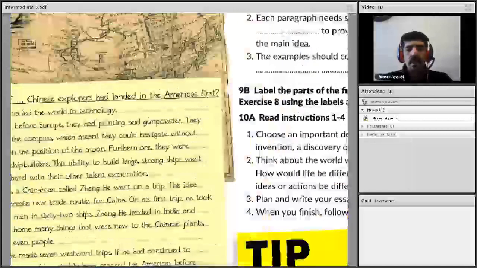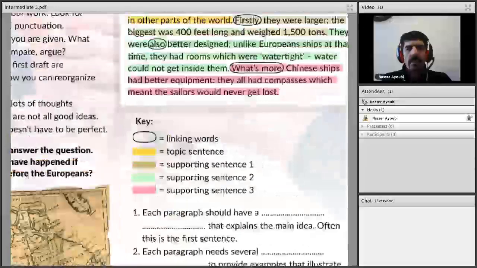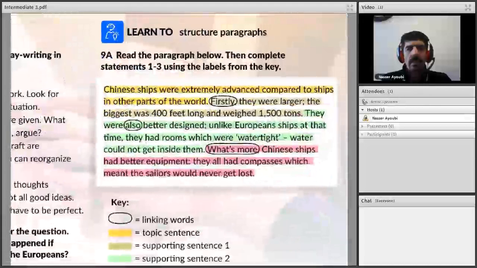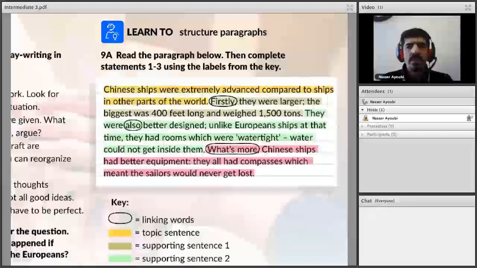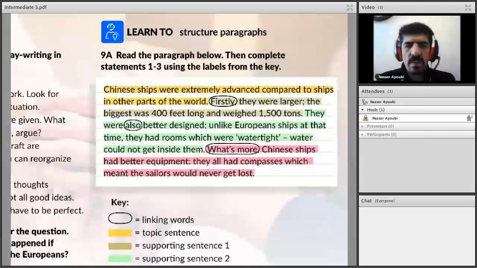Okay, let's go to learn to structure paragraphs. Read the paragraph below, then complete statements 1 to 3 using the labels from the key.